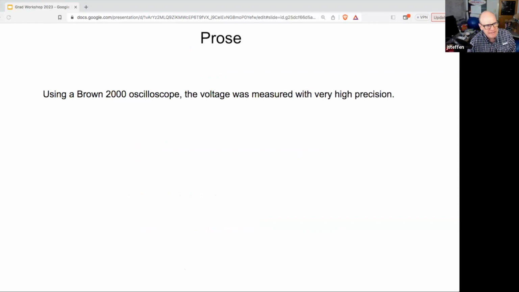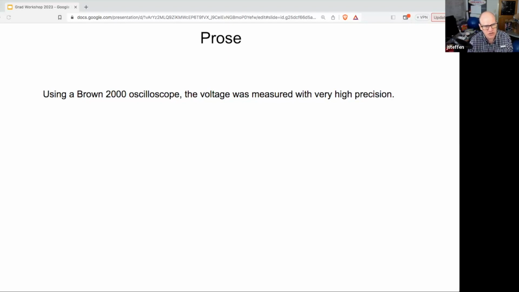So for example, "Using a Brown 2000 oscilloscope, the voltage was measured with very high precision." This would be a pretty common sentence to read in the experimental literature. Using something, we measured this, and with very high precision. This does not sound out of place in the scientific literature, which is part of the reason why the scientific literature is kind of boring to read in many circumstances.